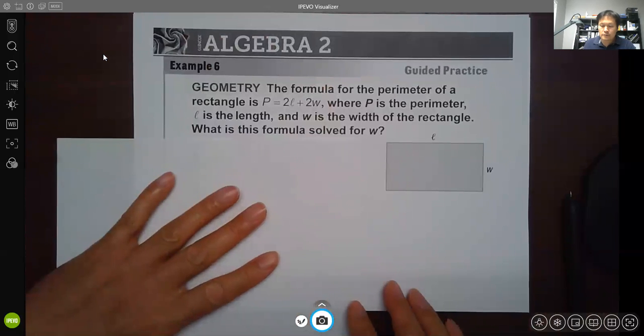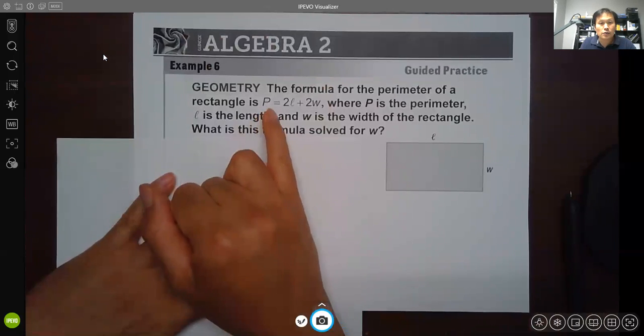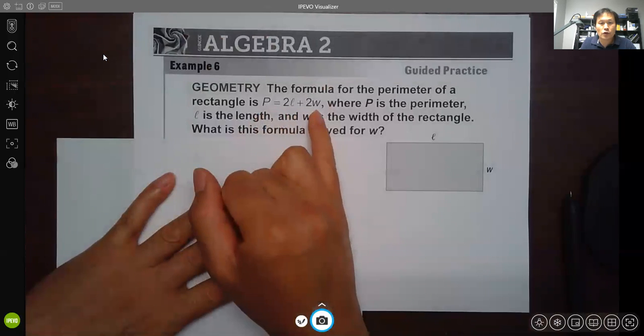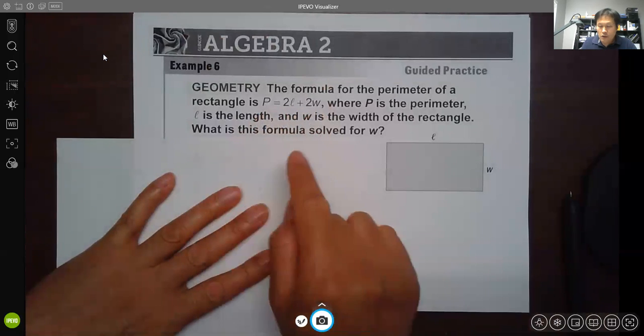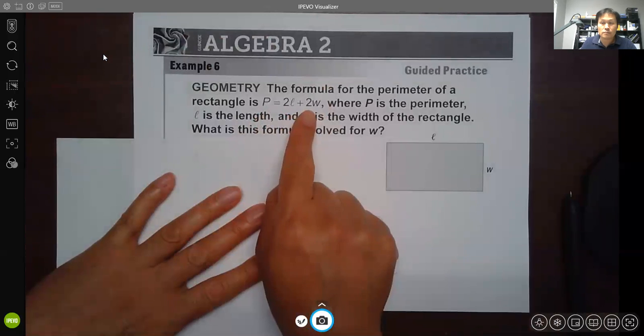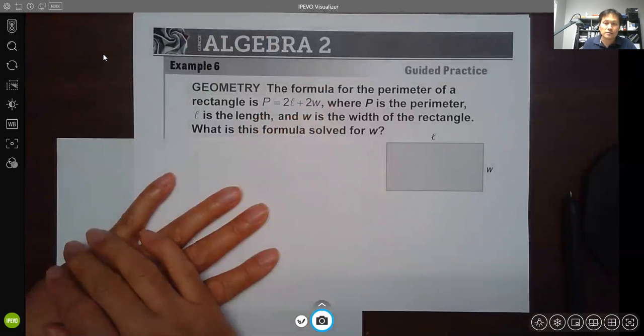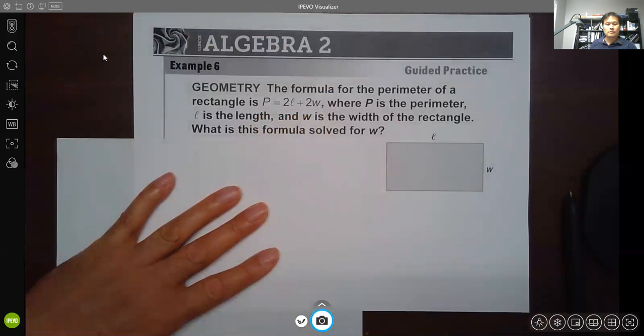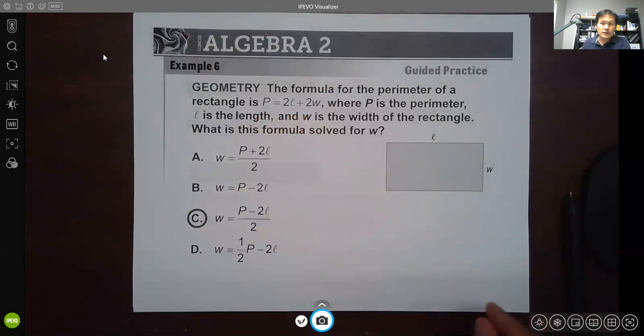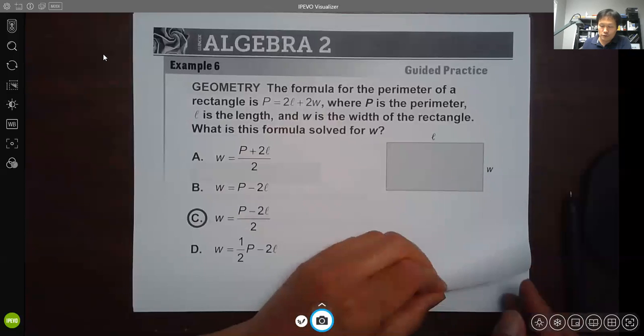Okay. So P equals 2L plus 2W. Solve for W. Pause the video and try, please. You got this? You're good.